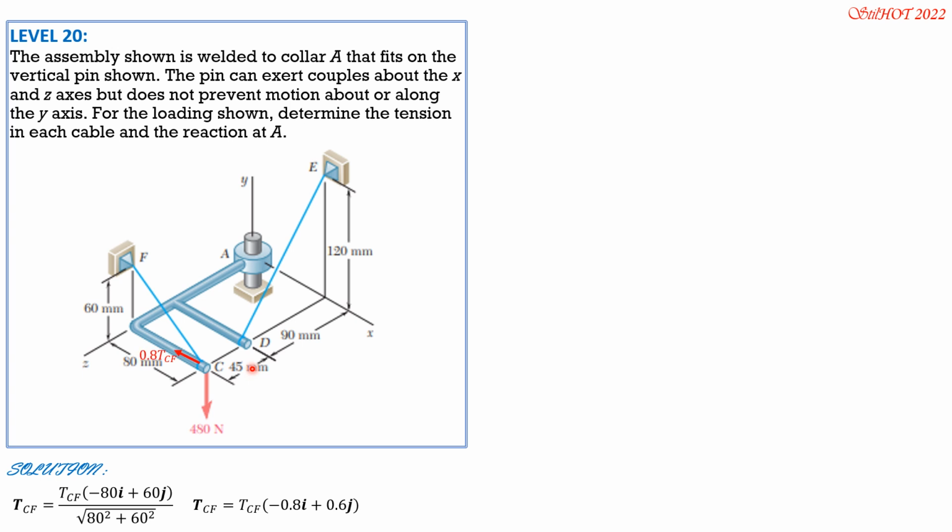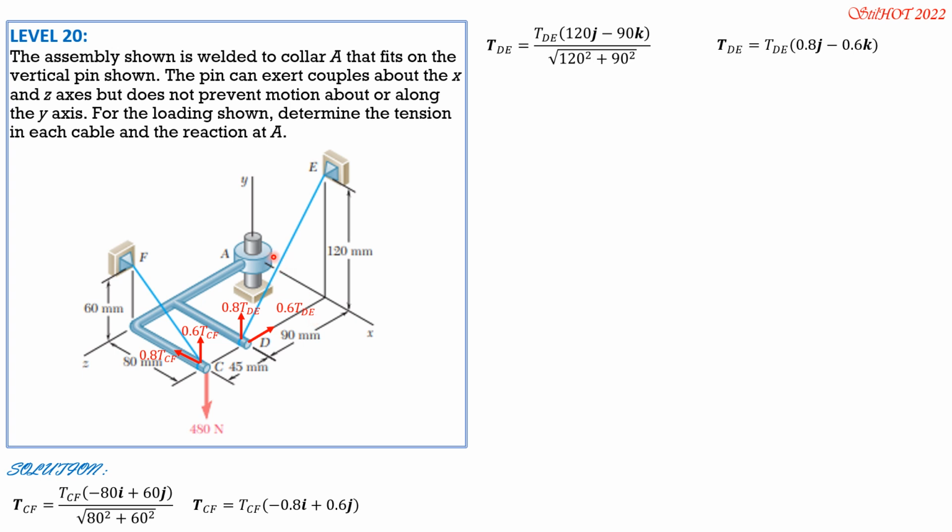Next, tension DE. Let's transmit the components. Tension DE is magnitude of tension DE times quantity 120j minus 90k over square root of 120 squared plus 90 squared. So 120 upward, 90 backward, negative 90k. So tension DE is magnitude of tension DE times quantity 0.8j minus 0.6k. And let's transmit it at the components as shown.